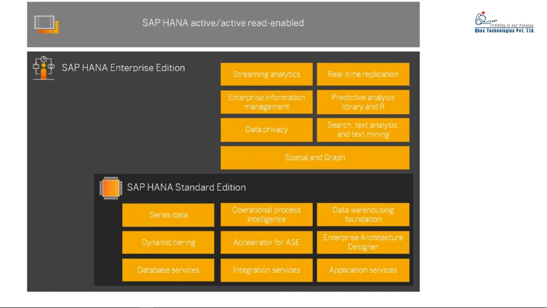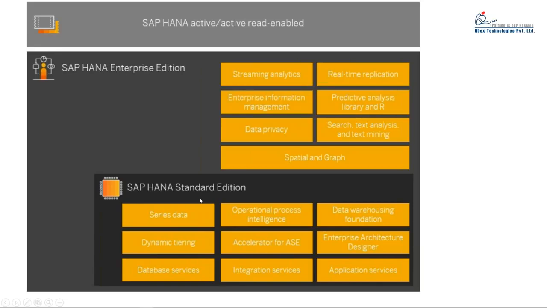If you look at the SAP HANA standard edition, you'll have all these features. You'll have the database services, integration services, application services, the flexibility of dynamic tiering, accelerator for ASE, enterprise EAD, enterprise architecture designer, data warehousing foundation, series data, and operational process intelligence. You'll have all these features available as part of standard edition.